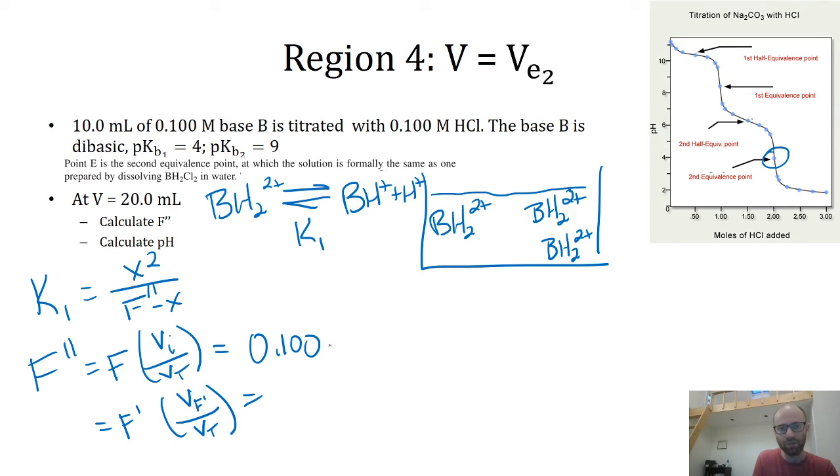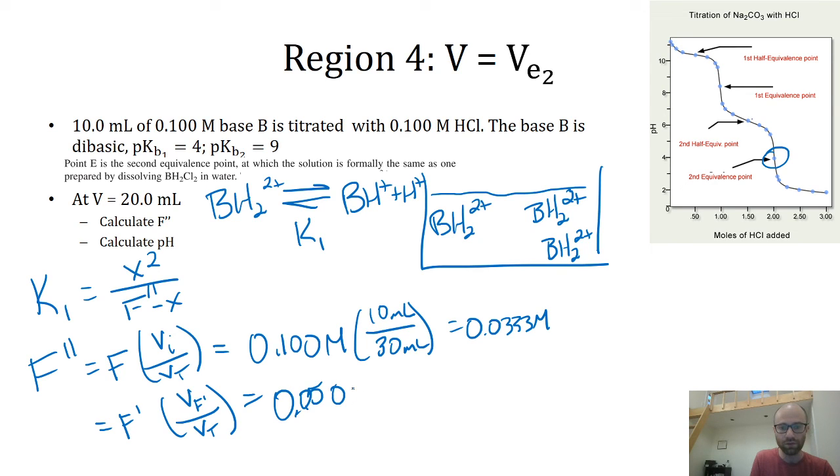We had a 0.1 molar solution. We had 10 milliliters. We added 20, which means we now have 30. If instead you use your 0.05 molar dilution, we initially were at 20 milliliters total at the first equivalent. So that's 20 over 30, and we get the same answer.